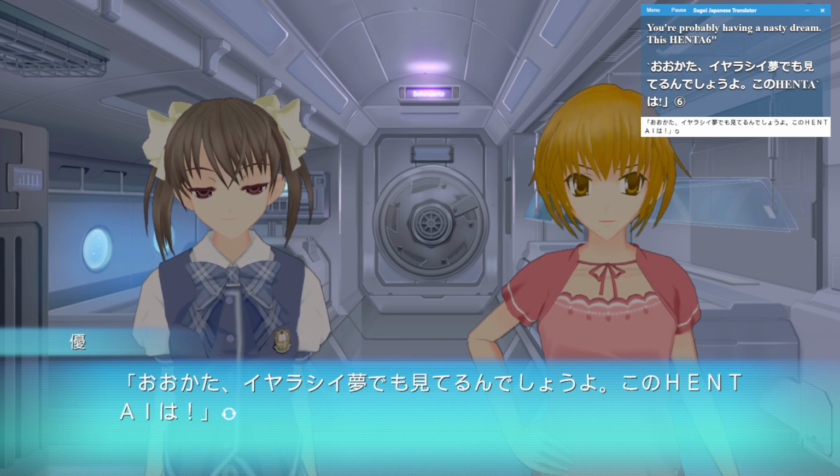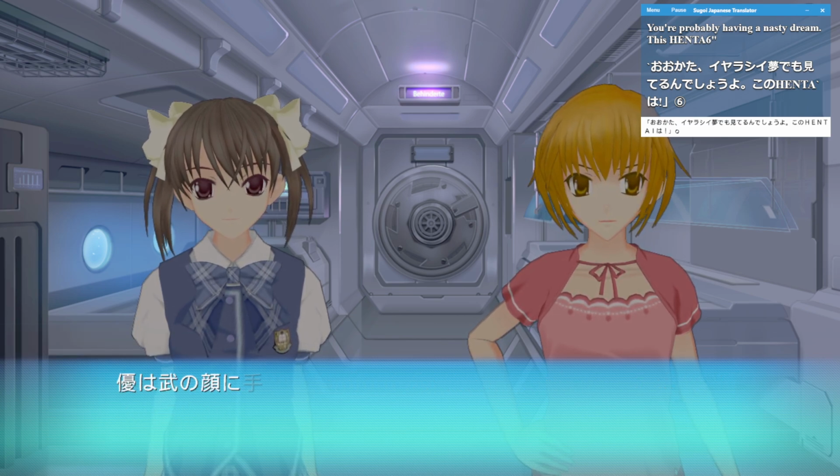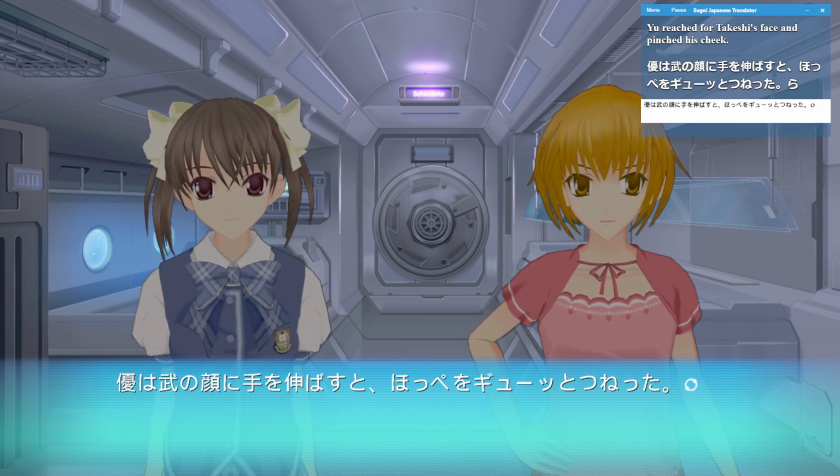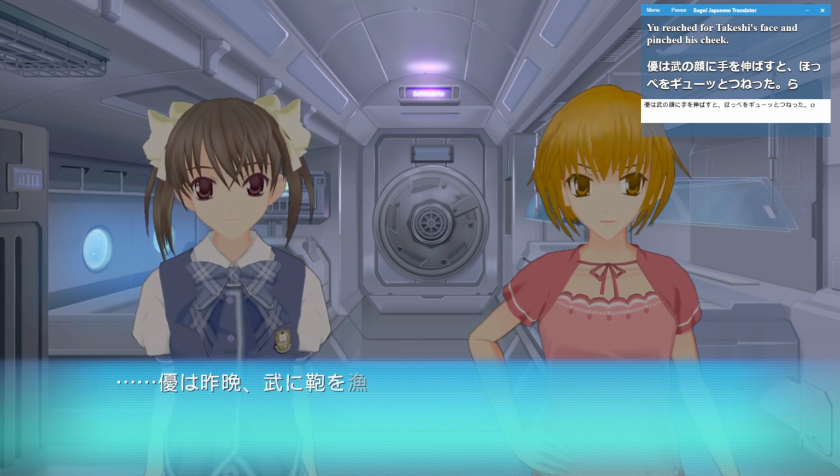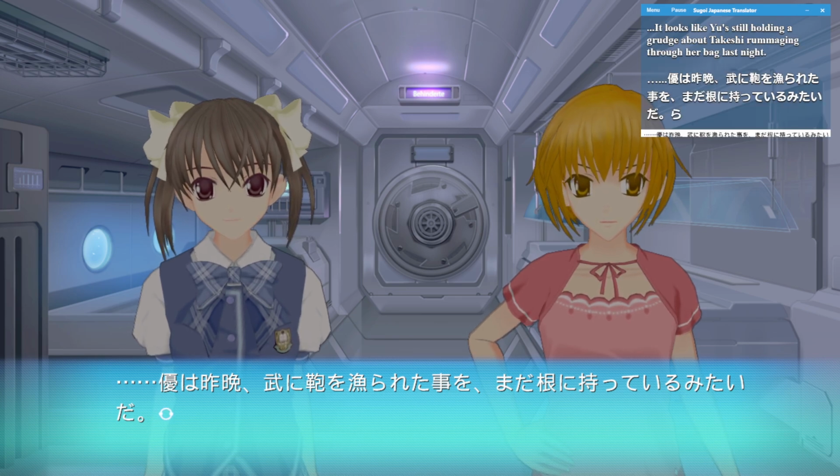Like, they didn't have to Romanize that. Continuing on, I guess. You reached for Takeshi's face and pinched his cheek. I guess Japanese needs capital letters so they can, you know, express that all caps emotion. It looks like you still holding a grudge against Takeshi rummaging through her bag from last night. I mean, they could just write it all in katakana. That kind of has some effect, but it doesn't have quite the same effect as just hitting the caps lock.